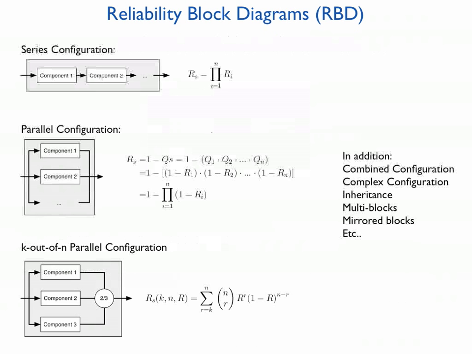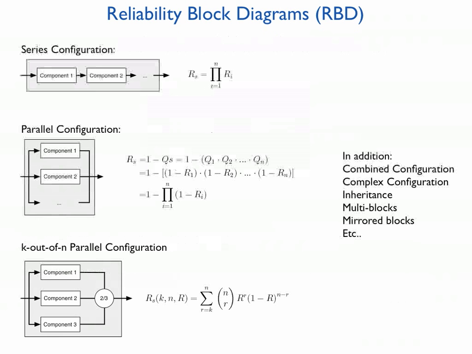The next configuration is K out of N parallel configuration. In this case, for example, we have an aircraft with three engines, but we know that we need at least two engines to fly further. It means that as long as two of these three components are okay, we are safe. Otherwise, we failed. And we also can compute the probability of failure and reliability of the system using the reliabilities of the components.